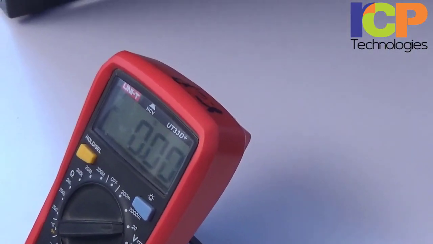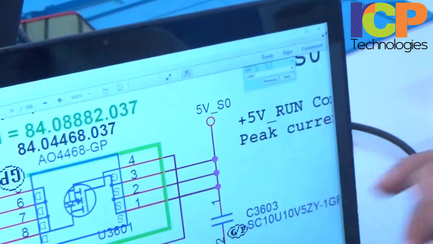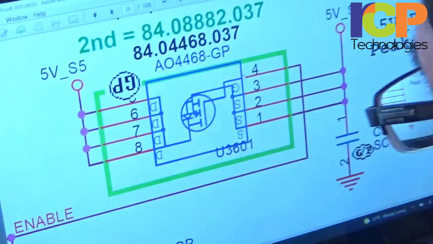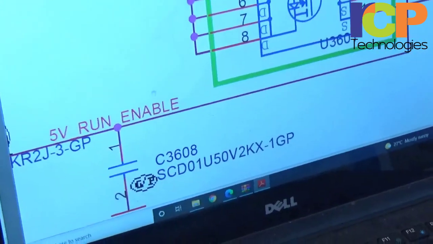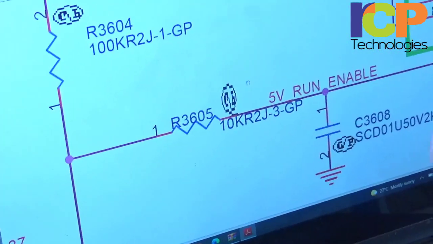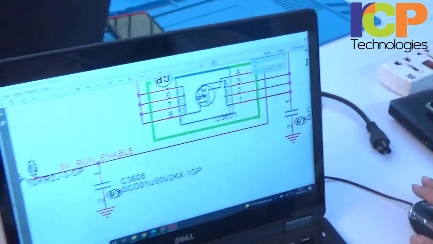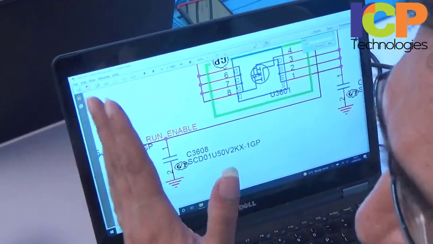So no voltage at gate. Wow. So this voltage conversion takes place only when a proper gate voltage is given. The fourth pin is the gate, so go and check the voltage. 0.29. So there is no gate voltage and there is no 5 volts S0. That means the run voltage is missing.